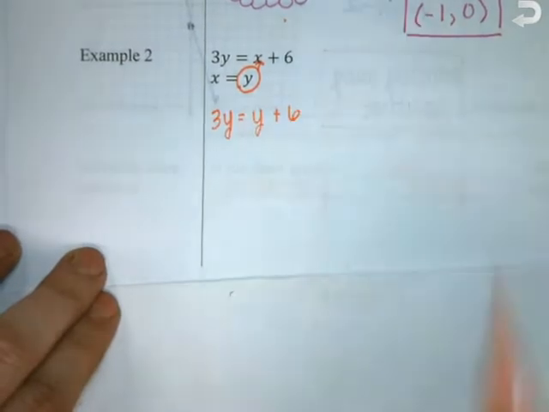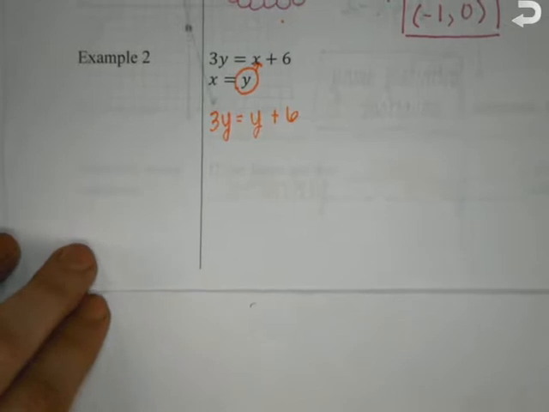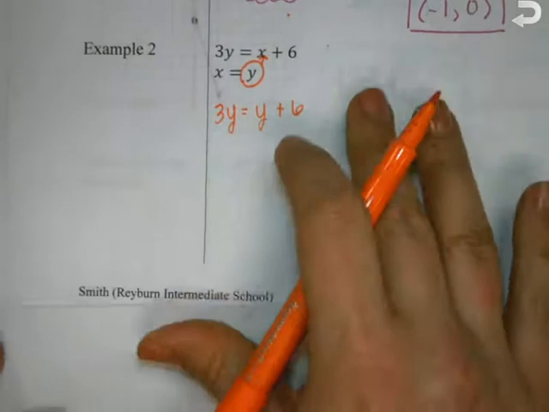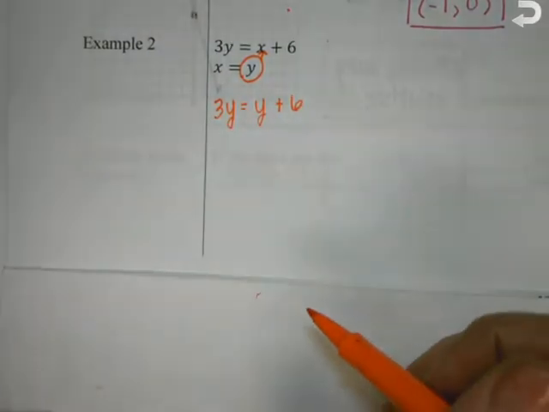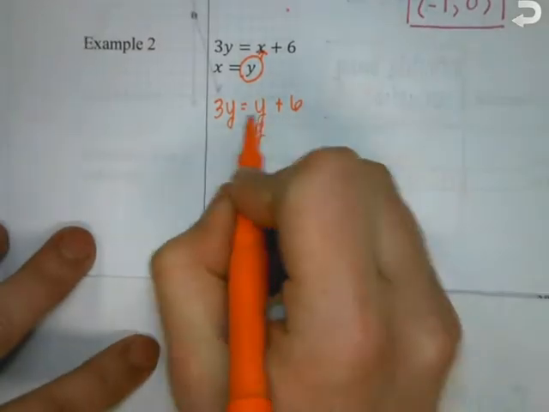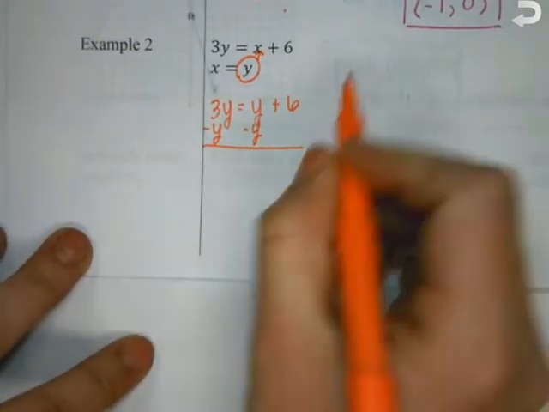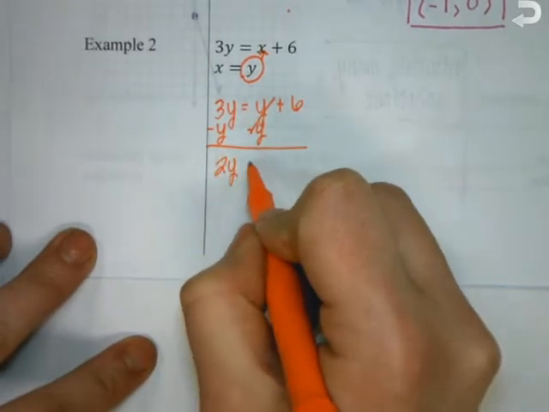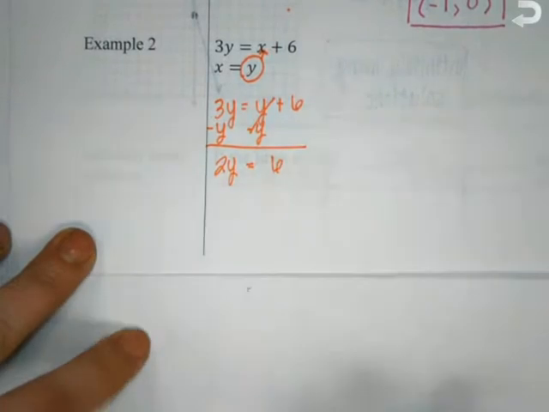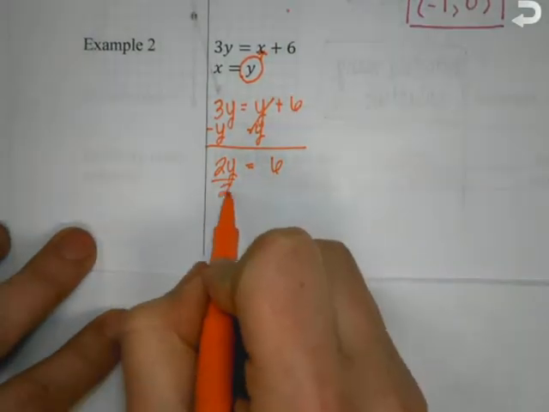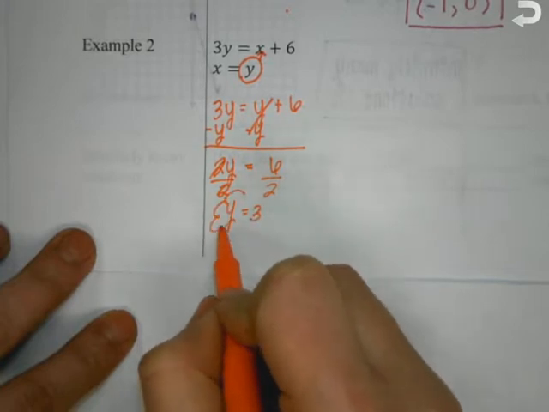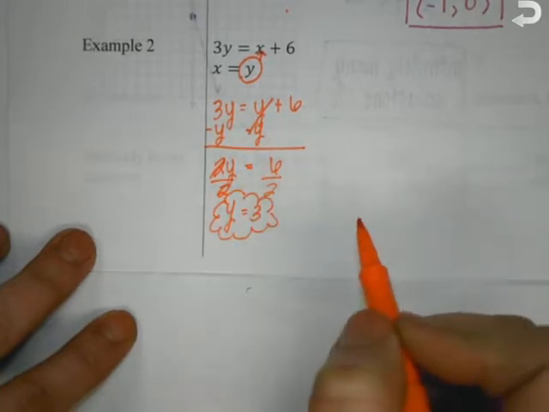Okay, so how do I solve for y here? I would subtract y from both sides. So that gives me 3y minus y, 2y equals 6. Divide both sides by 2, so y equals 3. Bubble that, we're not done yet. Wait, is that a 2 or a 3? y equals 3. Okay, so y equals 3.